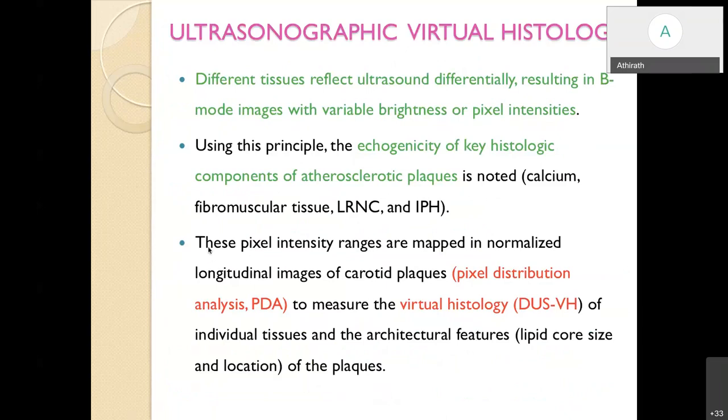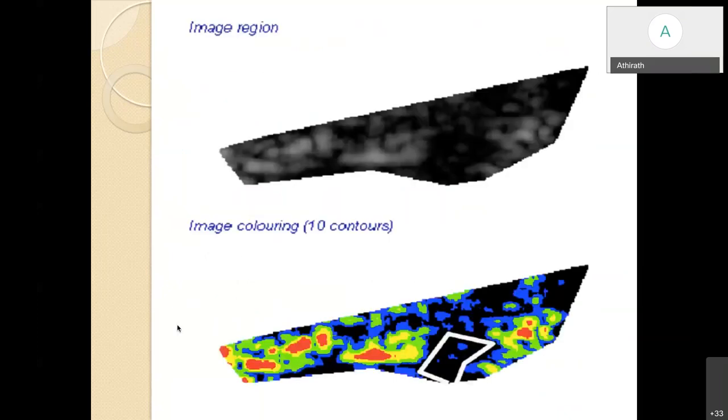That is, the echogenicity of key histologic components of atherosclerotic plaques will be noted, like calcium, fibromuscular tissue, lipid-rich necrotic core, and intraplaque hemorrhage. And these pixel intensity ranges are mapped in normalized longitudinal images of the cropped carotid plaque, that is the pixel distribution analysis, to measure the virtual histology of individual tissue and architectural features of the plaques. As I've told you, this is the cropped image of the plaque, which has numerous components.